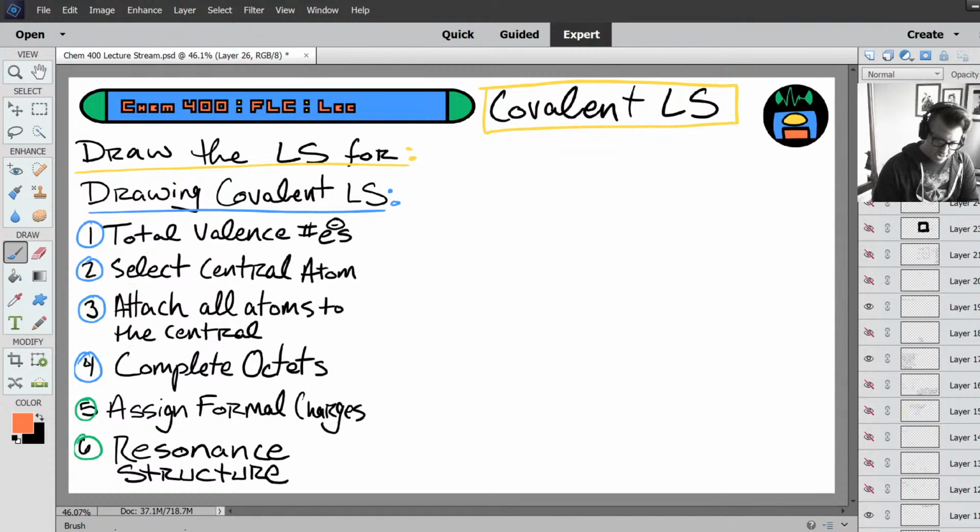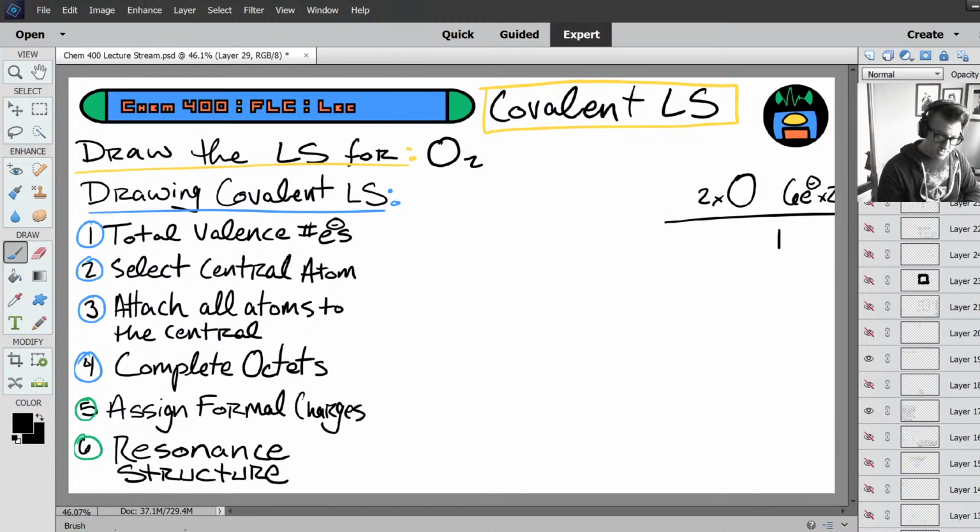All right, now I want to take things up a notch and do an example that's next level difficulty. Let's take a look at O2. Let's draw the Lewis structure. Now, step number 1, right? We need to total our electrons. Oxygen has 6 valence electrons, if you look at the periodic table. We've got 2 oxygen atoms, so our total electron budget is 12.